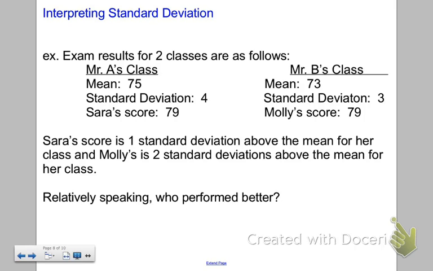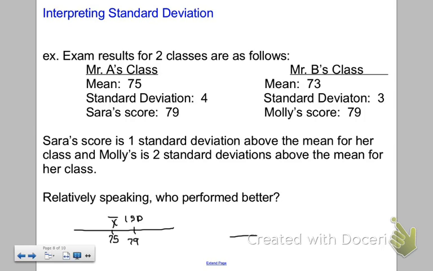Think about this. In Mr. A's class, there was an average of 75. Sarah's score was a 79. The standard deviation was 4. So to get from 75 to 79, all I had to do was add 1 standard deviation.